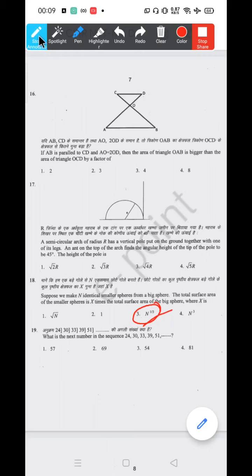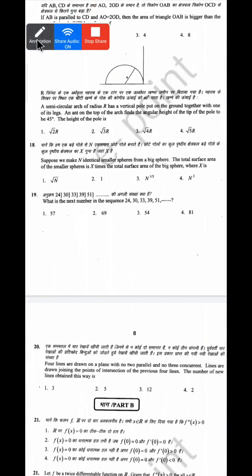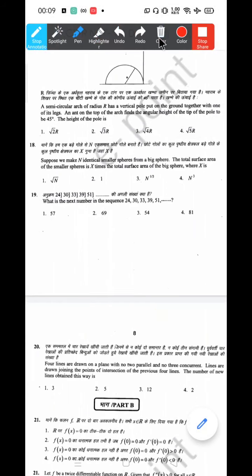Yes, what is the next? Man, it is so sad. I have taken 40 minutes for this.